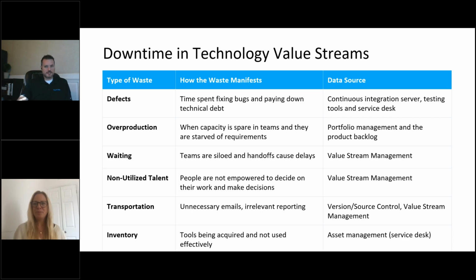Mm-hmm. It does. There's some other aspects here that are interesting. I know we don't want to go through this all together, but transportation I thought was interesting, because that feels a lot manufacturing-ish, when frankly so does inventory. What's your take on that being related to technology? We could talk about motion as well. But yeah, the transportation one is really interesting.